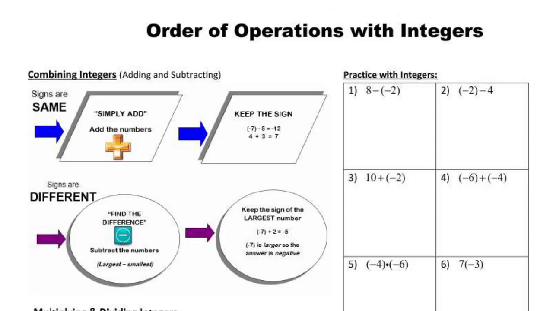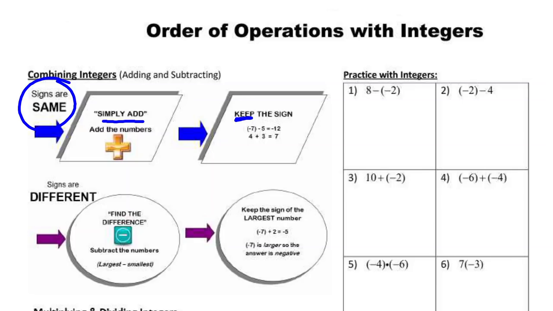Today we will be discussing order of operations with integers. So the first thing that we're going to be reviewing is combining integers, which is your adding and subtracting. If the signs are the same, you're just going to simply add them together and then you keep the sign. So if we look at the example, we have -7 minus 5.